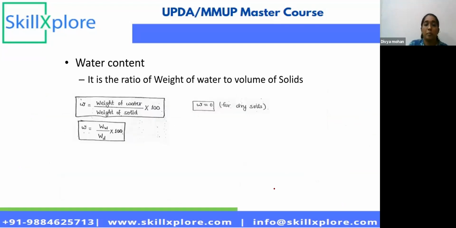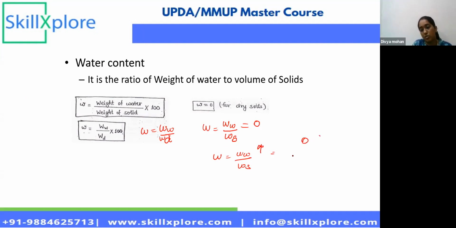And another important parameter while discussing the definitions of geotechnical engineering is water content. Water content is nothing but weight of water by weight of solids, and I'll tell you in detail. So it is WW by WS. For dry condition, WW will be 0. For saturated condition, WW may even take a value greater than WS. So from 0, it can take any value. So WW can take any value. So this is the range of water content.